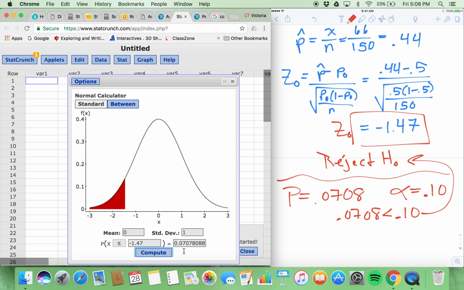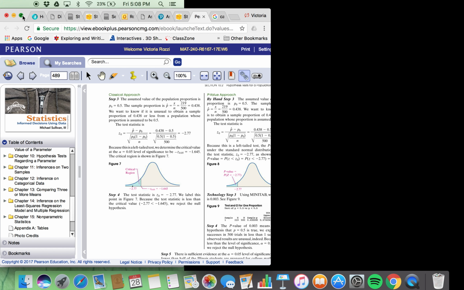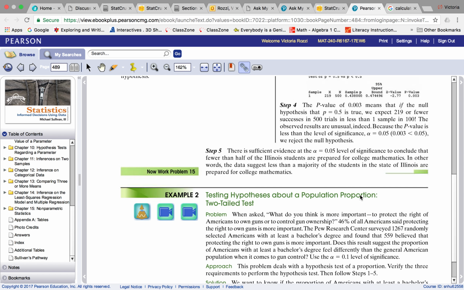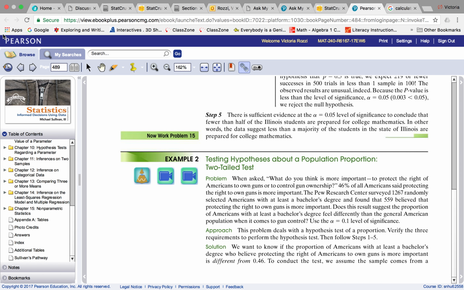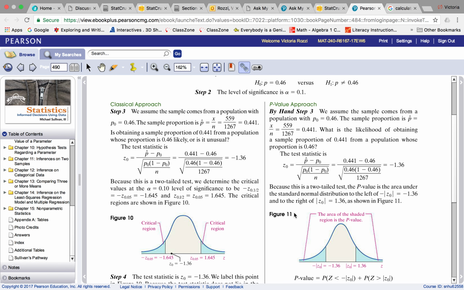Okay, so let me know if you need anything else here. That runs you through 2 examples. Just so you know, if you go to the text, page 489 is awesome because it shows you the classical approach and the p-value approach for a couple of different examples. I think it has a left-tailed test, and the next one is a two-tailed test on the next page. Those are some great examples for you to follow as you're doing those problems.